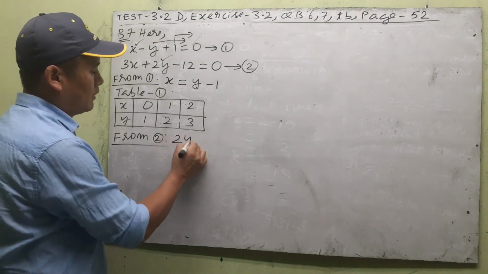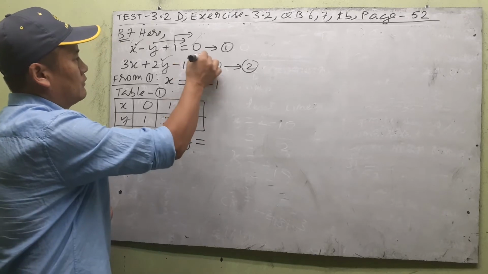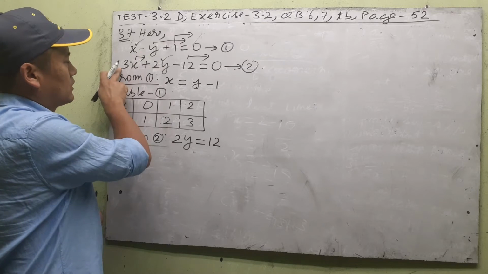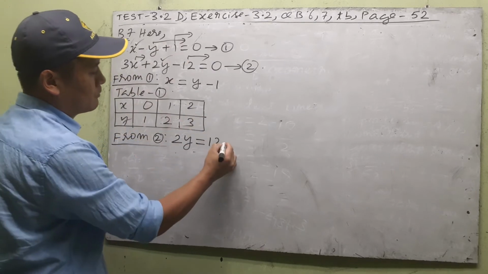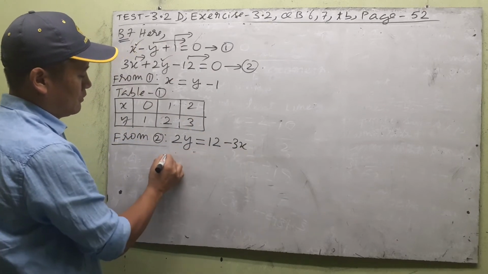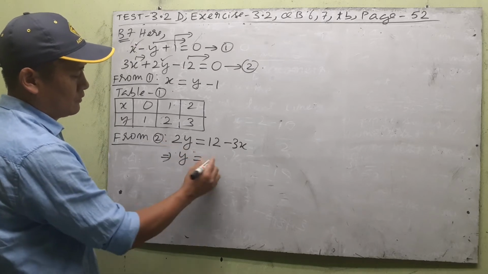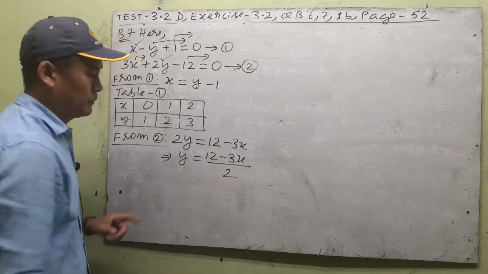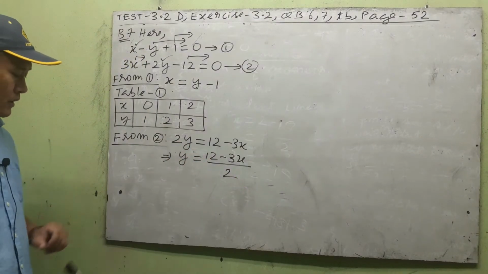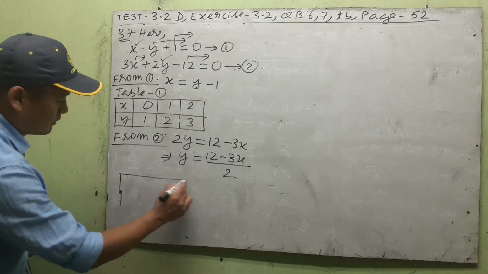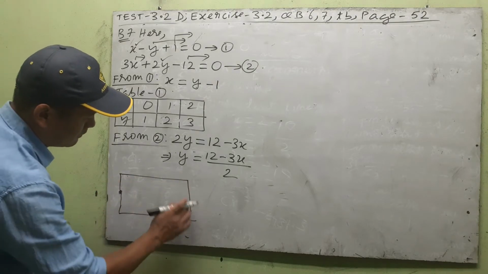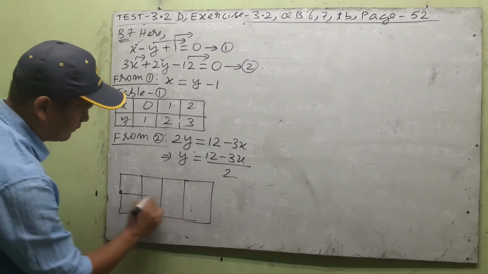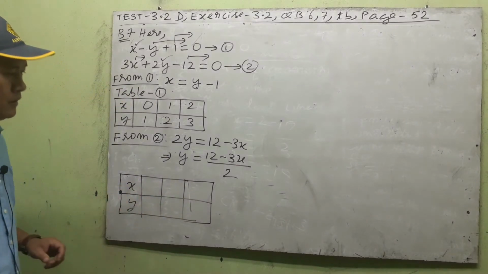So if I put 2y alone and I shift this, then minus 12 becomes plus 12 on the right side. I have to shift this, so plus 3x goes to the right side as minus 3x. So I need to have only y on one side, so 12 minus 3x, and this 2 will come down as the divisor. Now we're going to use this to form this kind of table, with x and y.